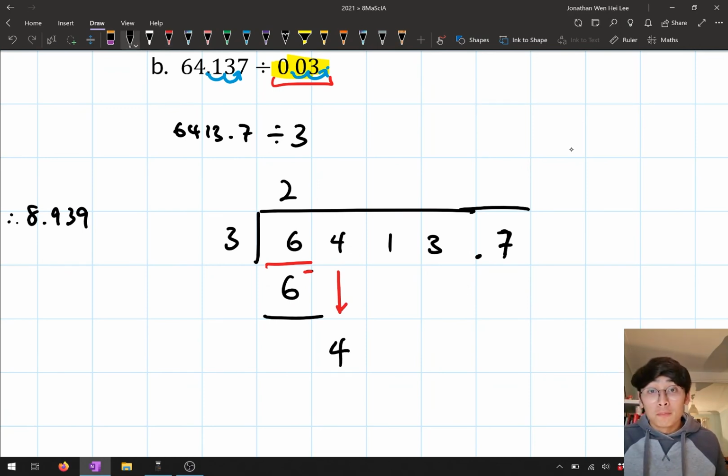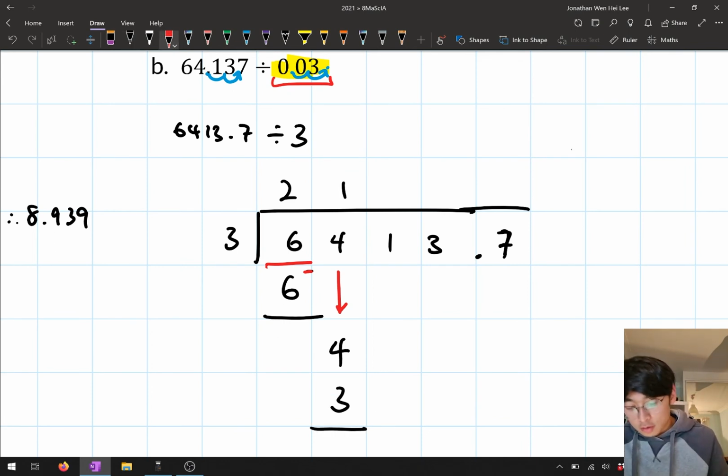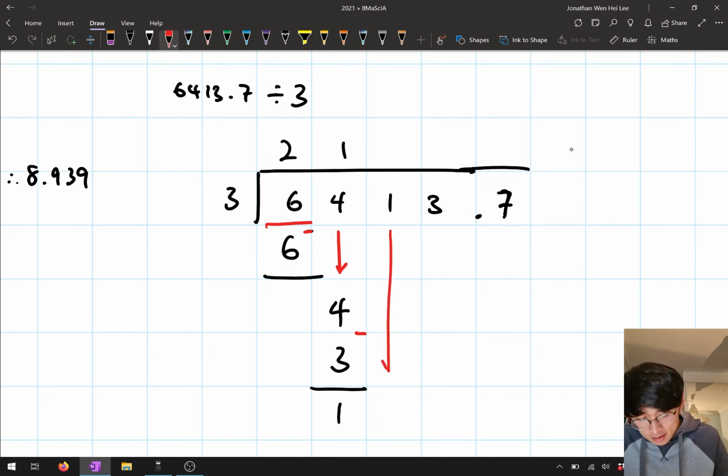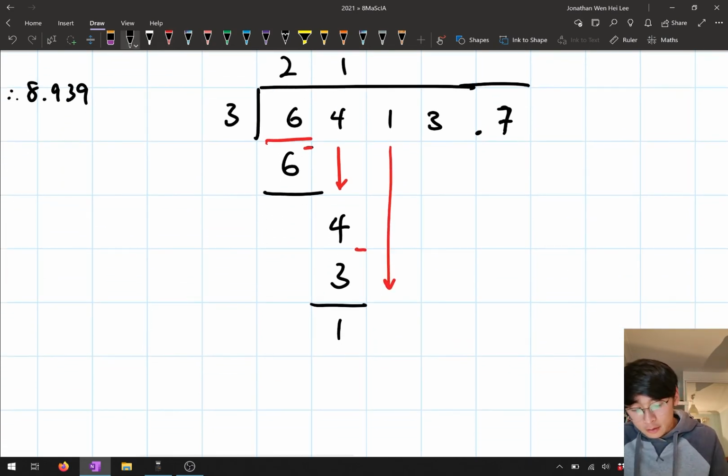So 4. Does 3 go into 4? Yeah, 3 goes into 4. How many times? It goes into 4 once. So I'm going to write here 3, and I'm going to subtract the 2. So when I subtract the 2, I get a remainder 1. Does 3 go into 1? Unfortunately, 3 does not go into 1. So I'm going to drop down the next digit. And so here, I'm going to have 11.